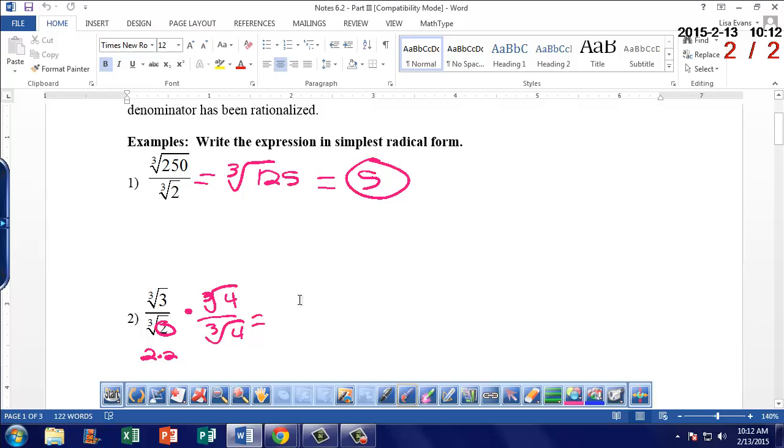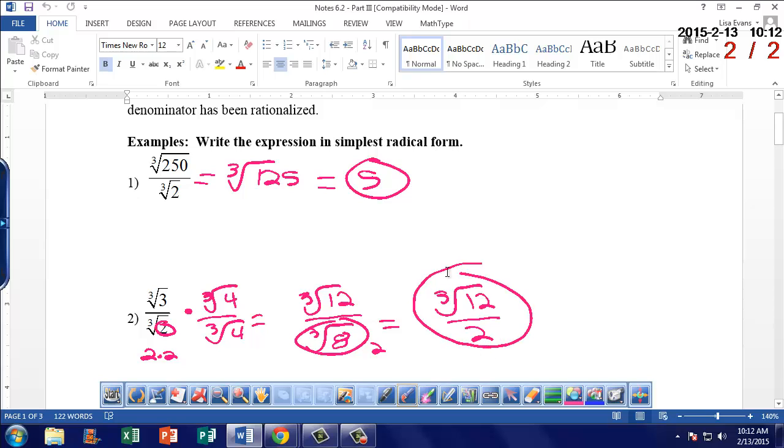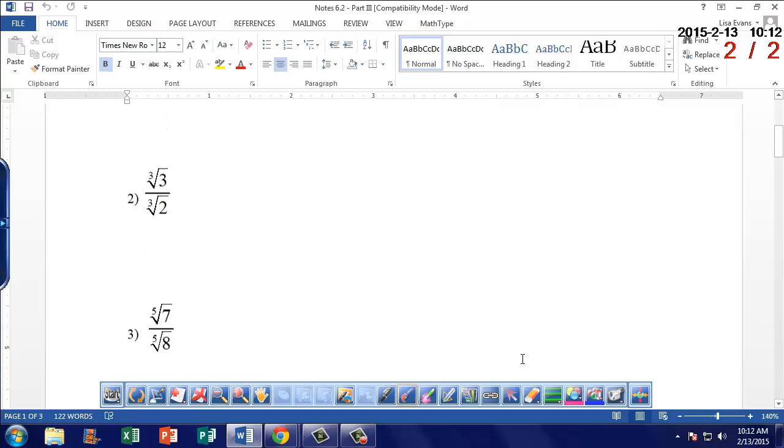root of 4. When you do that, on the top you get the cubed root of 12, and on the bottom you get the cubed root of 8. We know what the cubed root of 8 is. The cubed root of 8 is 2. So you leave your answer as the cubed root of 12 over 2. You cannot simplify those because one's on the inside and one's on the outside. Okay, let's try another problem like that.